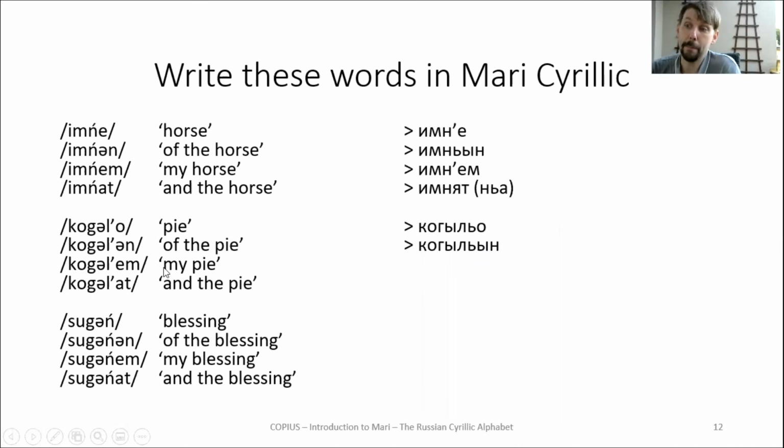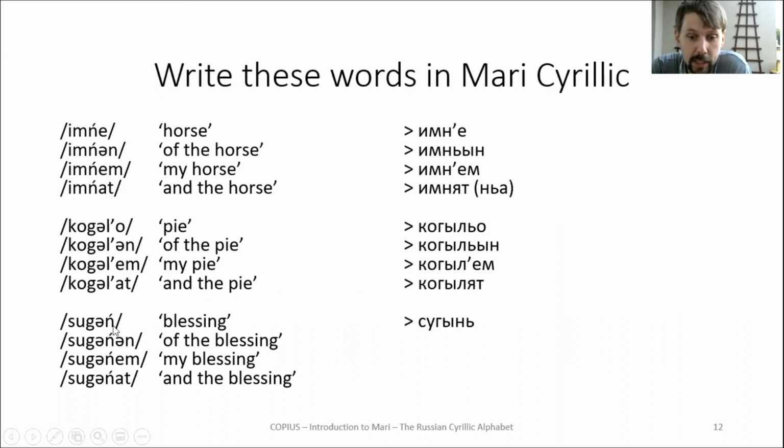But if we say my pie, kogelem, this o is deleted by the possessive suffix and is replaced by an e, suddenly the palatalness becomes invisible, because before e, we don't indicate palatalness. But if we say and the pie, also the pie, kogelat, we see it again, now by choice of the vowel sign ya.